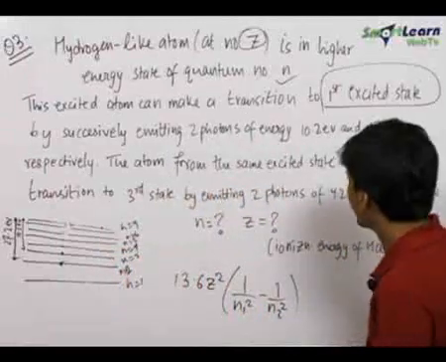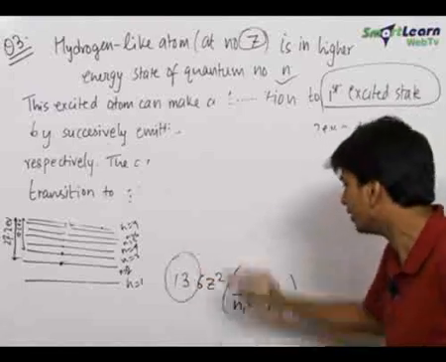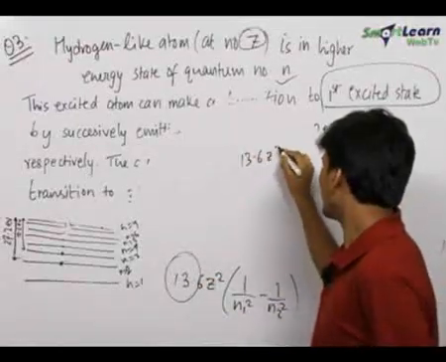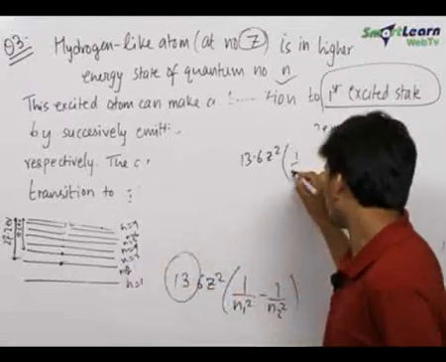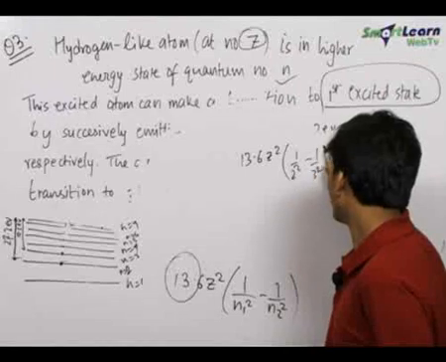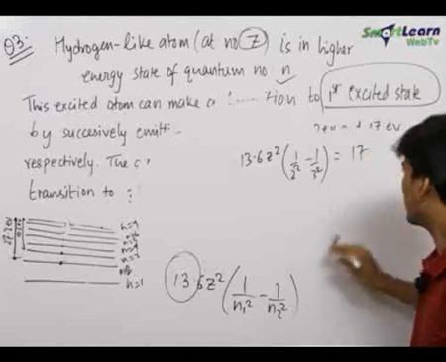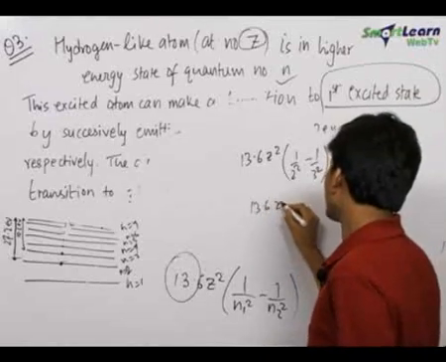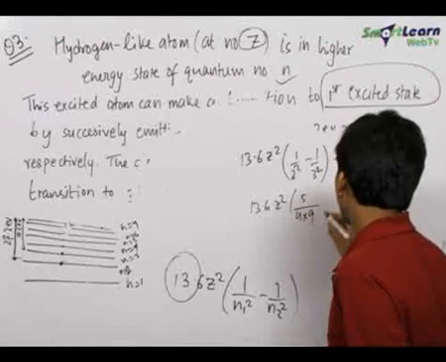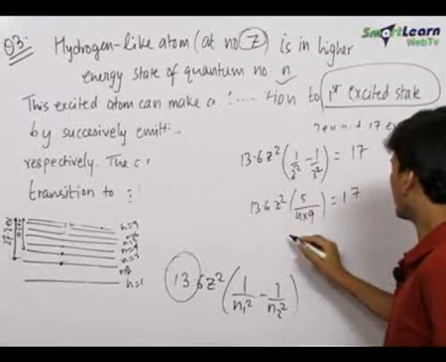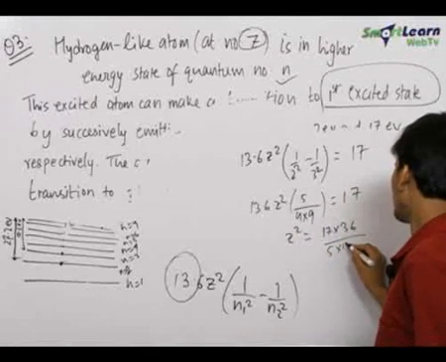Now, therefore, using this we write down the ionization energy of a hydrogen atom, which is given to be 13.6 electron volts. That is what we use over here. So, 13.6 Z square into 1 upon 2 square minus 1 upon 3 square, this is equal to 17 electron volts. So this comes out to be equal to 13.6 Z square into 5 upon 4 into 9 is equal to 17. Therefore Z square comes out to be equal to 17 into 36 upon 5 into 13.6.